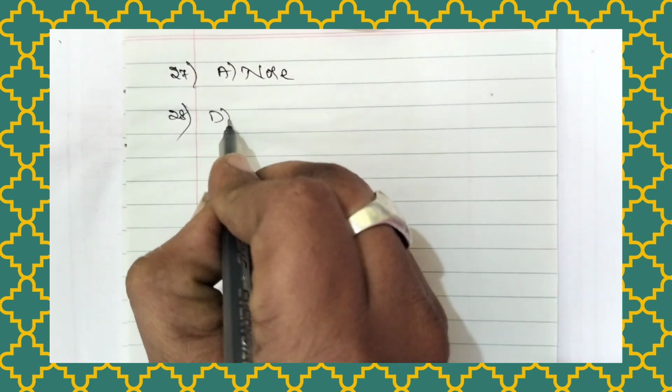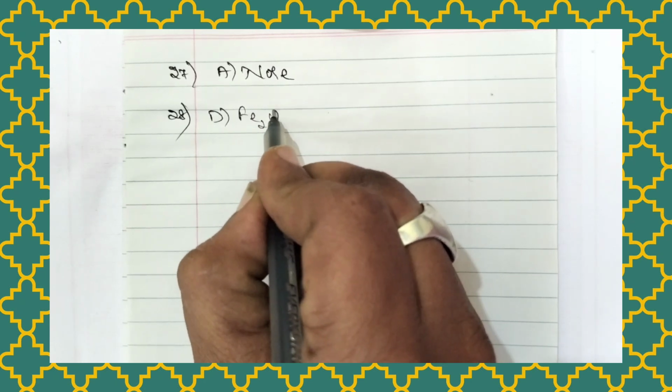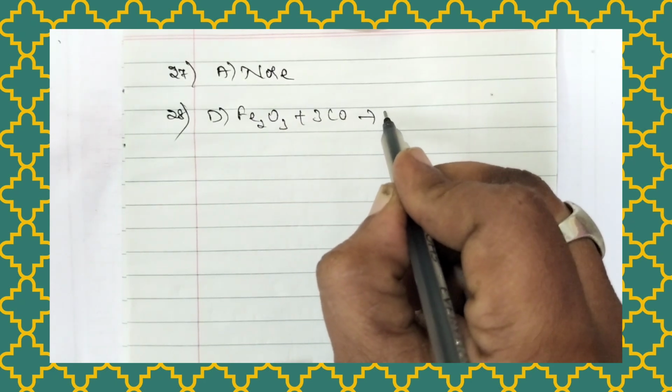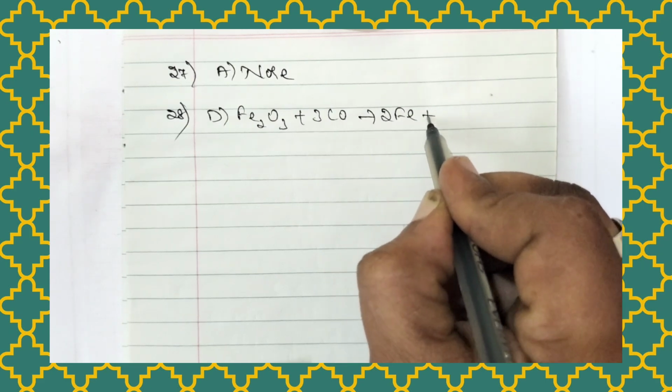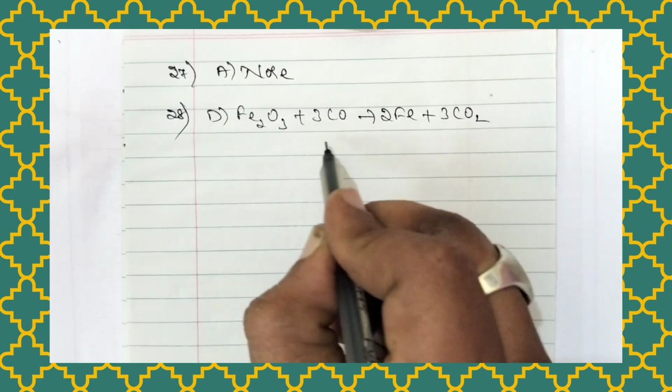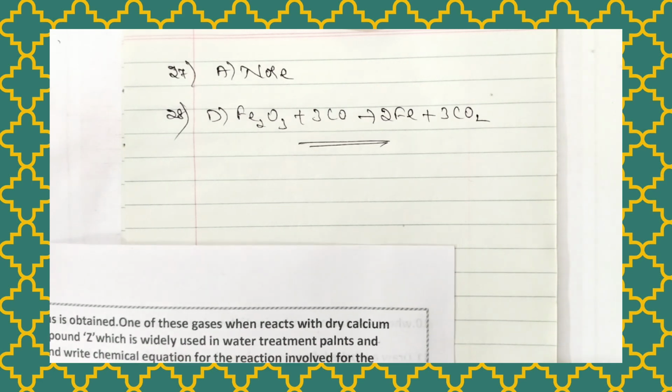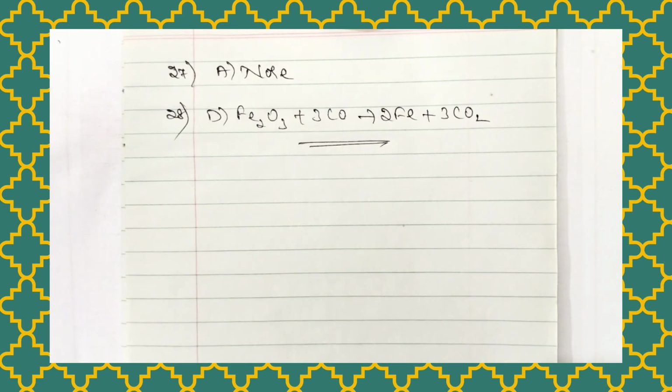For the 28th question, option D, Fe2O3 plus 3CO gives rise to 2Fe plus 3CO2. So by this we have answered all the questions related to set paper number 1.